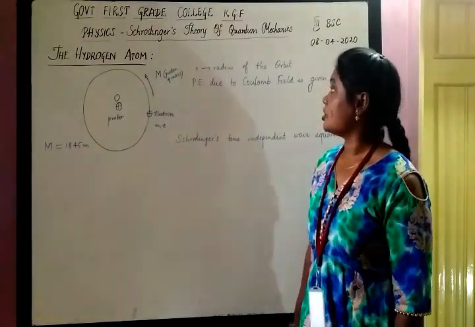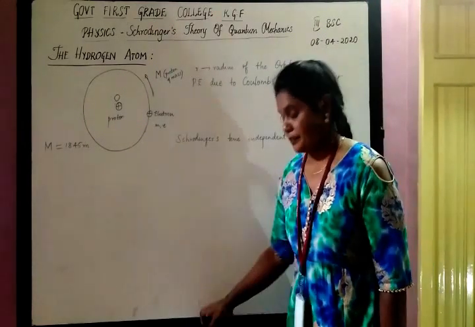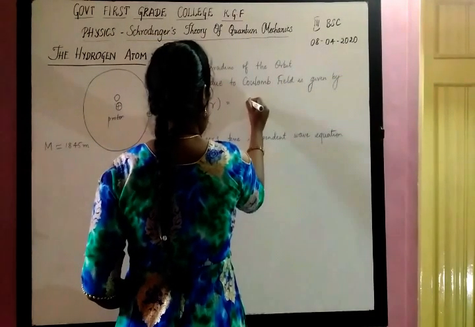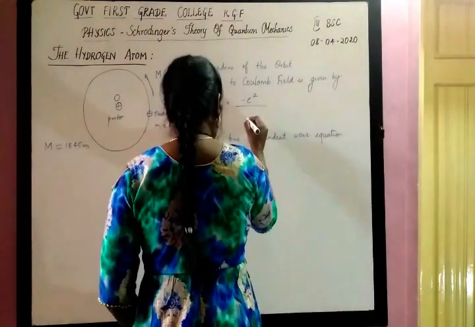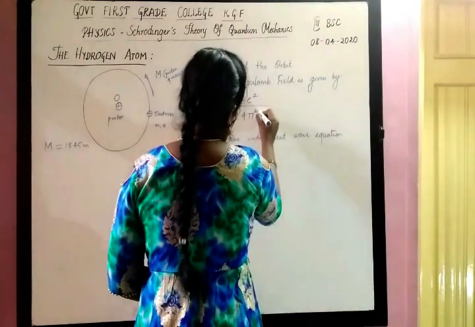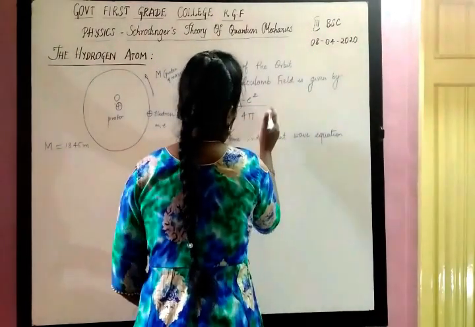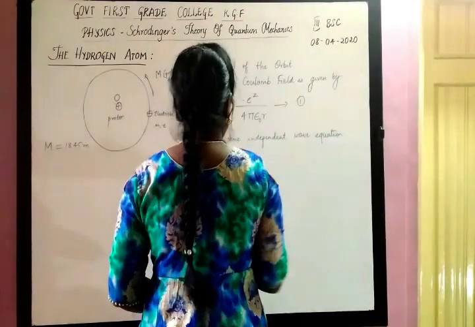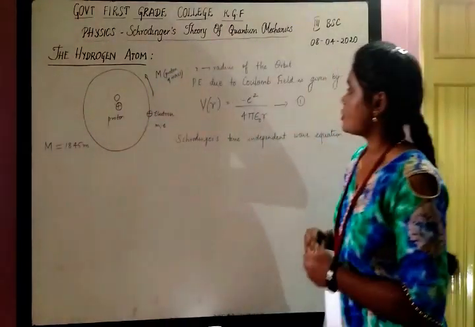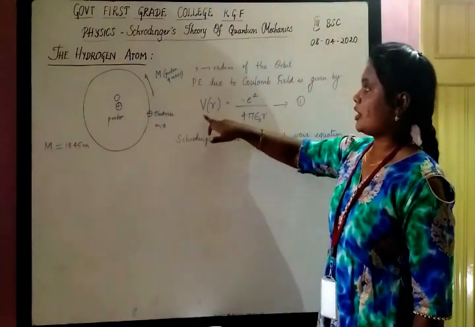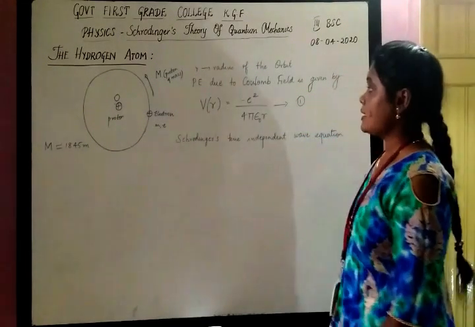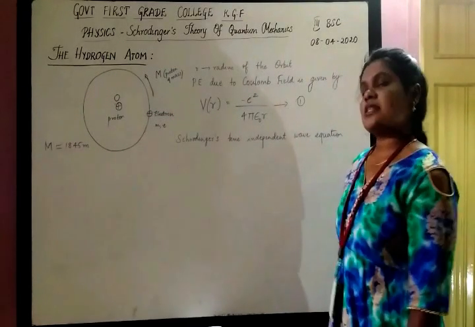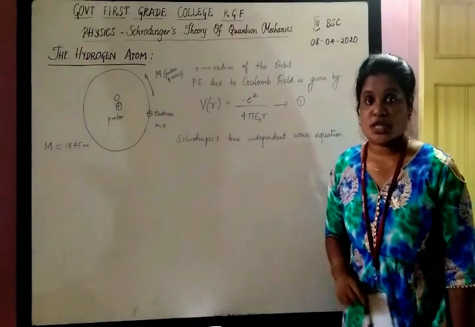So the potential energy due to the Coulomb field is given by V of r is equal to minus e square divided by 4 pi epsilon naught r. Here V is called the potential energy and r is called the radius of the orbit. So V of r is equal to minus e square divided by 4 pi epsilon naught r. Let us consider this equation as 1.